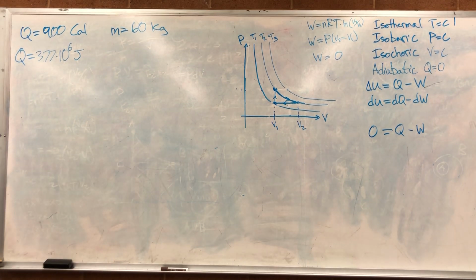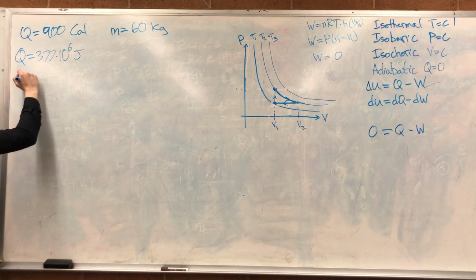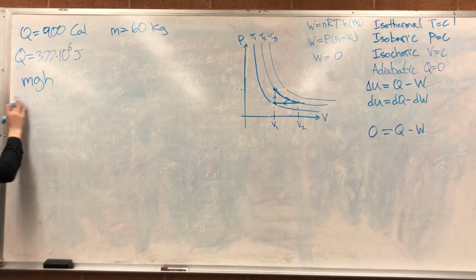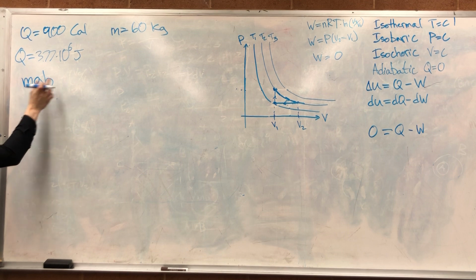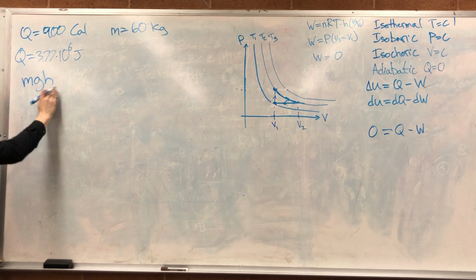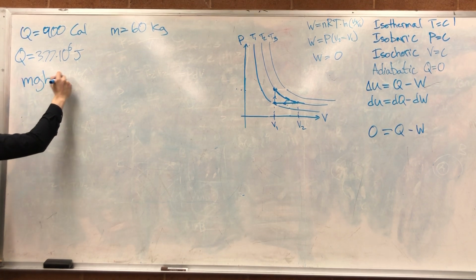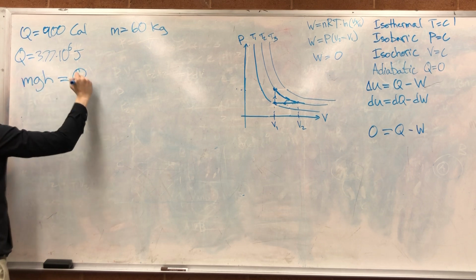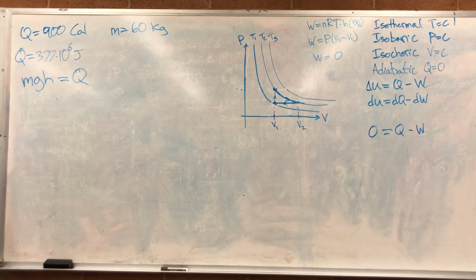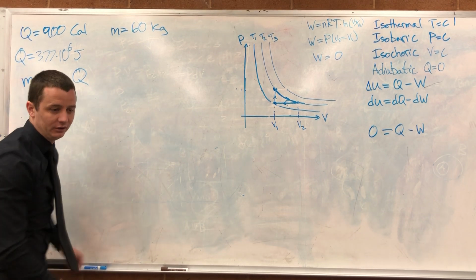Yeah, that's the potential energy. mgh. The work. Force times distance. You should be able to come up with that. And we need this to equal Q. That's how high you need to go to burn Q calories.